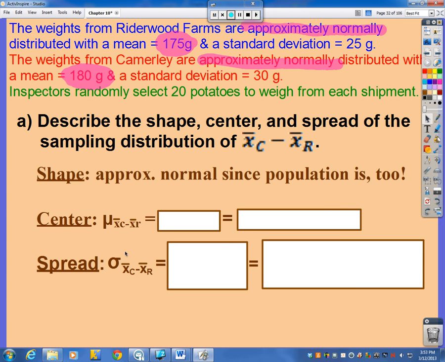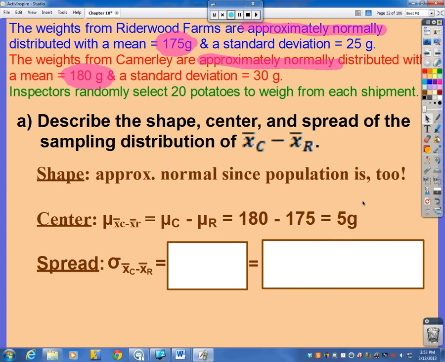The center. Now, if we were to take many random samples of 20 potatoes from each shipment, calculate a sample mean from both, and subtract them, and do that over and over and over again, and then we wanted to find the mean of all of these differences of our sample means, well, that should just be equal to the difference of the population means themselves, which are just our 180 and our 175.